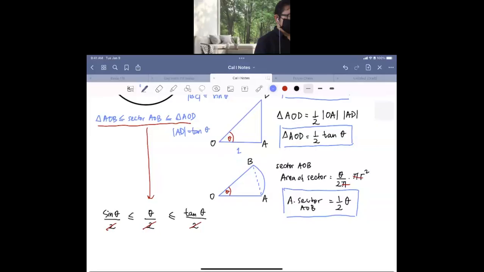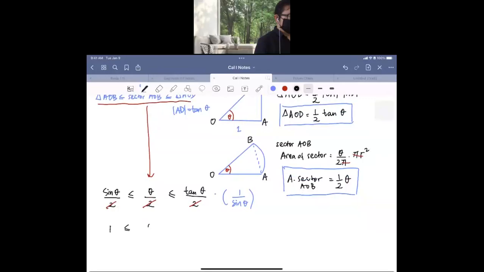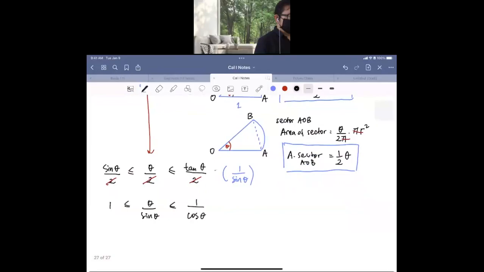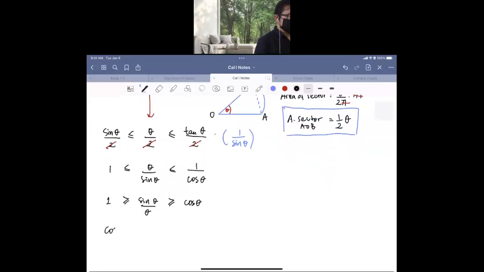Again, we are going to multiply with 1 over sine. And in a similar way, we take the reciprocals of the inequality. So this will be 1, theta over sine, and this will be 1 over cos. So we can write 1, this becomes sine theta over theta, and this becomes cos theta.